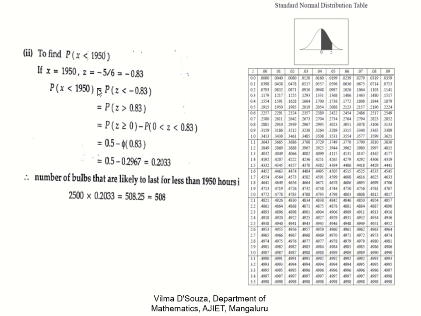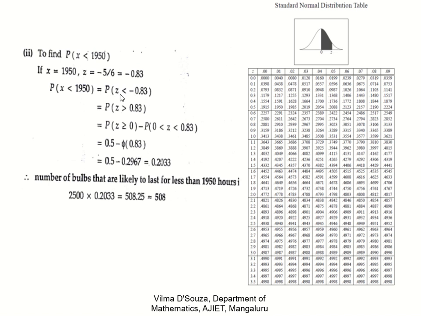So you also have here P of x less than 1950. When x is 1950, find z. Z is equal to minus 5 by 6, that is minus 0.83. Z is (x minus mu) by sigma, right? Convert it into z. Z is minus 0.83. So P of x less than 1950 is the same as P of z less than minus 0.83.